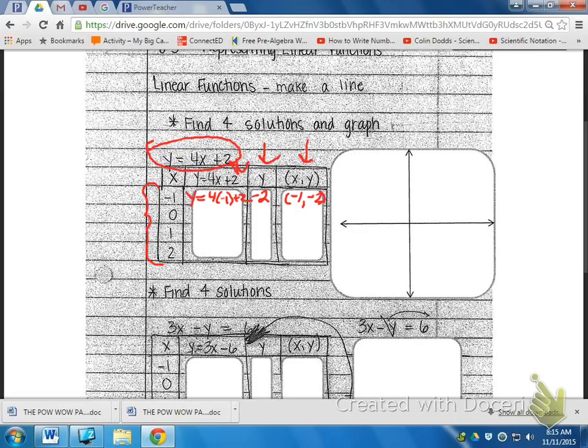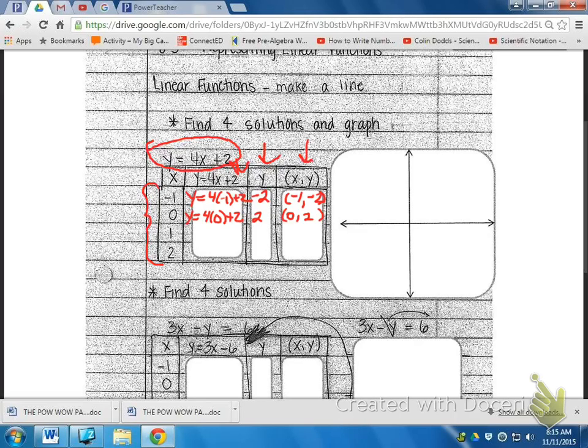So let's do the next line. Anybody want to do that one for me? Where x is 0. Tori? 4 times 0 plus 2, which would equal 2. And what is the ordered pair then? 0, 2. Okay, what about when x is 1?